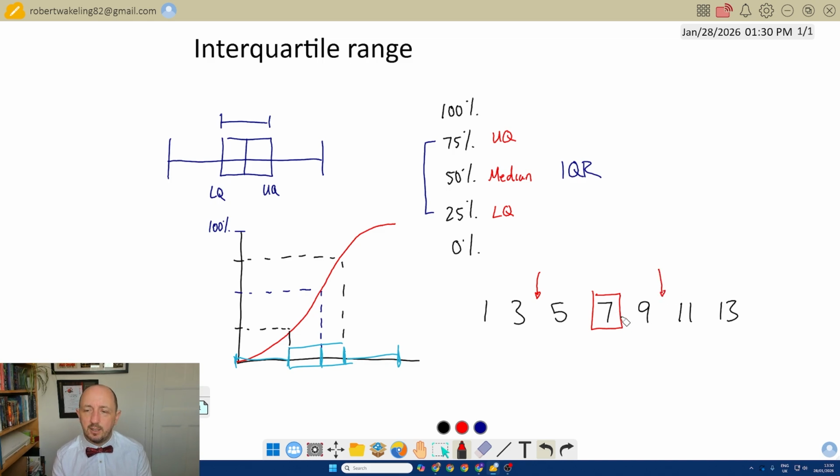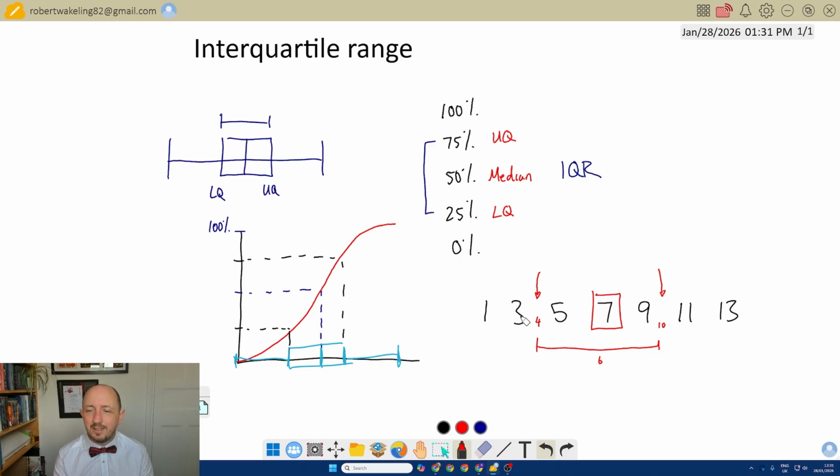So I'm just counting the number of data points between the median and the end and finding the middle of those two. So 3 and 5, the middle of that would be 4. 9 and 11, the middle of that would be 10. And so our interquartile range would be from 4 to 10, which is 6.